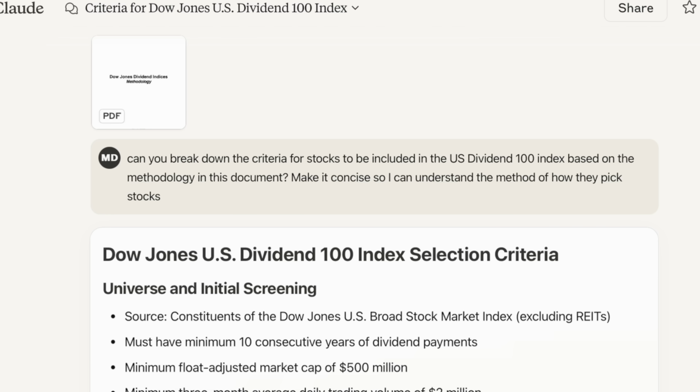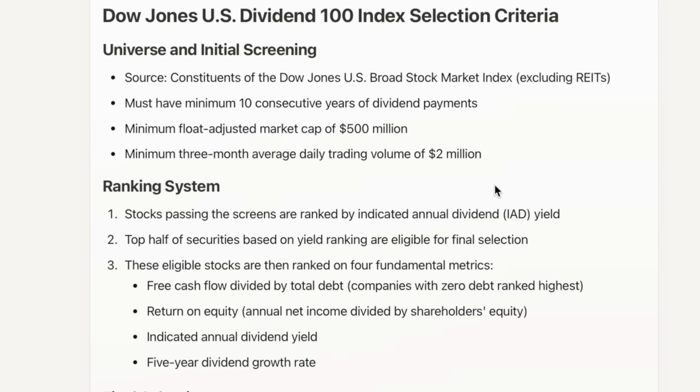And specifically, that methodology is as follows. It starts with the Dow Jones U.S. Broad Stock Market Index, excluding REITs. They have to have a minimum of 10 consecutive years of dividend payments, a float-adjusted market cap of $500 million or more, and 3-month average daily trading volume of 2 million, which basically is saying U.S. stocks, excluding REITs, that have a decent amount of size and good enough liquidity.